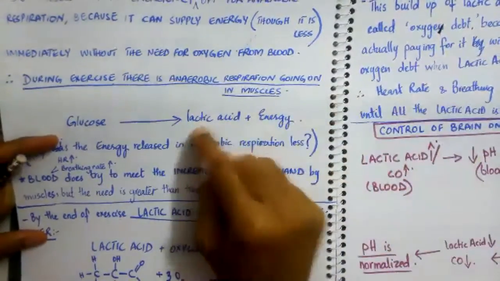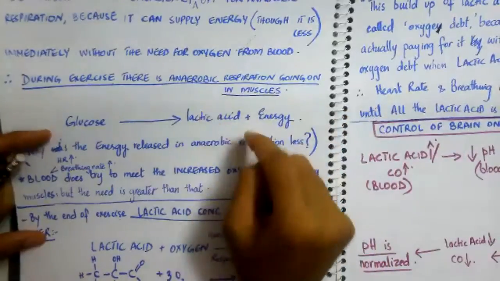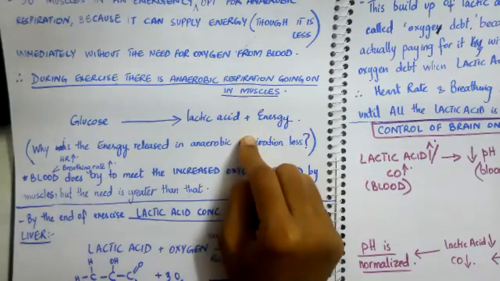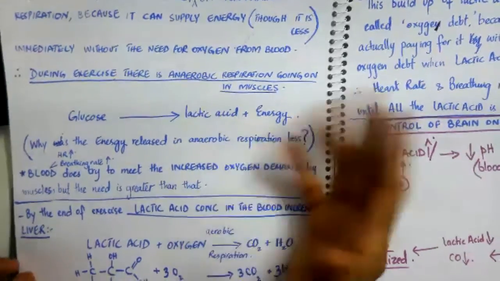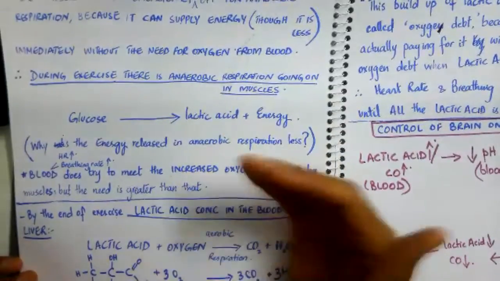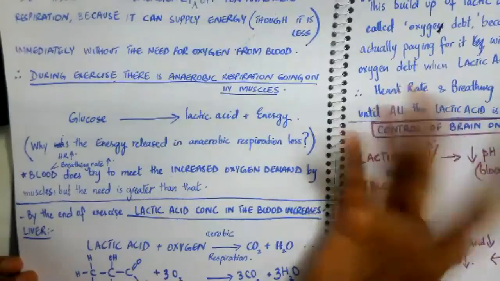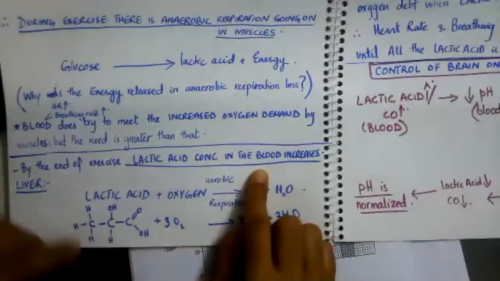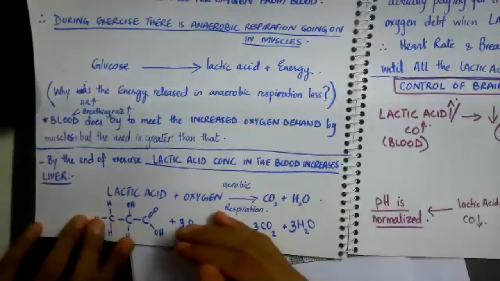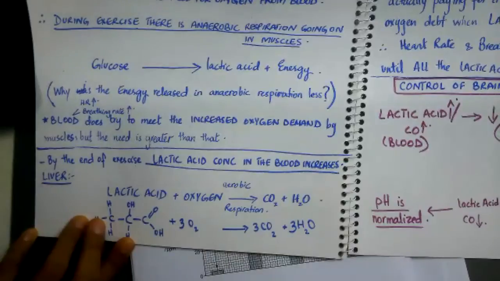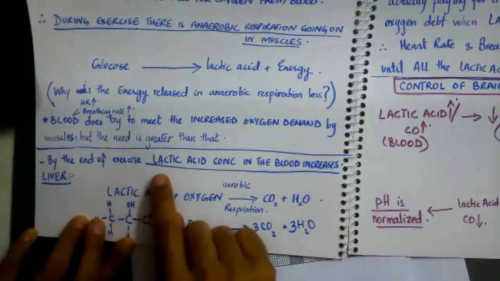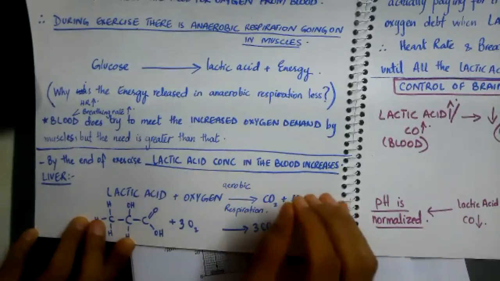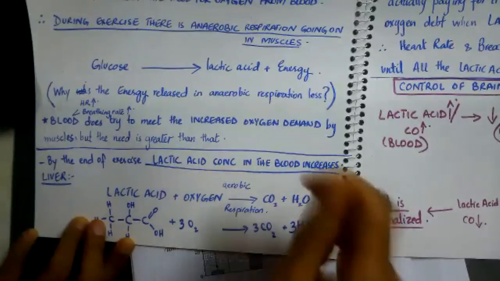So this lactic acid needs to be removed from the muscle. When you lower your hand down, you can see that the blood circulation revives, and that pain sensation is relieved. Why? Because now the blood is removing lactic acid. So by the end of exercise, lactic acid concentration first increases in the muscles, and then from the muscles the lactic acid diffuses into the blood, and therefore you will see an increase in lactic acid concentration in the blood at the end of exercise. At the end of exercise, the lactic acid concentration in the blood is the highest.